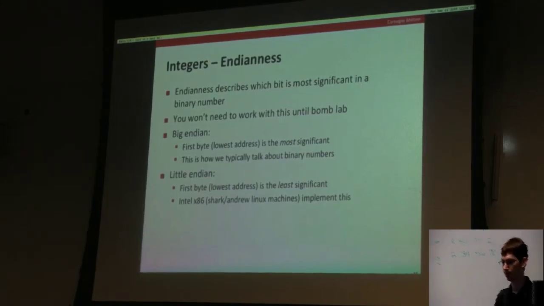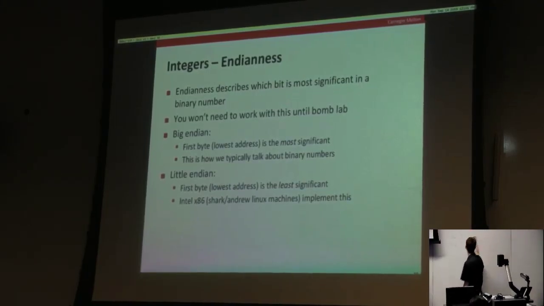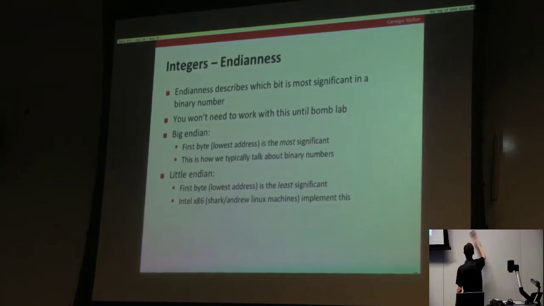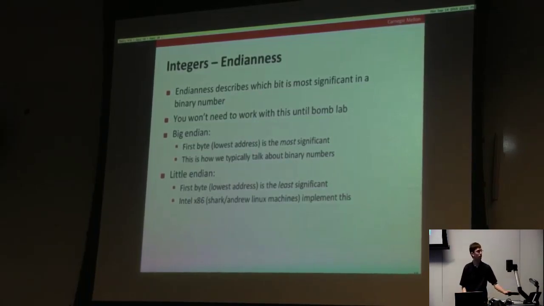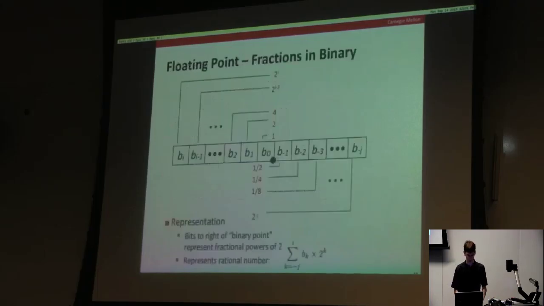Everyone's good? Okay. So then, another thing we have to talk about is floating point. Floating point numbers are quite a bit more complicated than just integers. Integers are great. They're discrete, they're easy to work with. We have bits that are discrete, so the translation between the two isn't too hard.